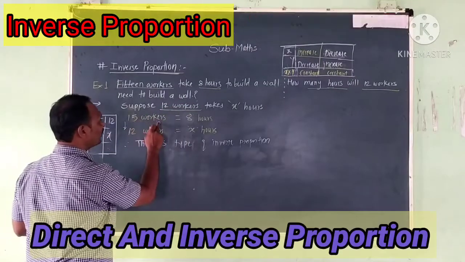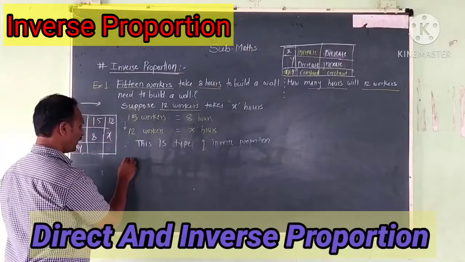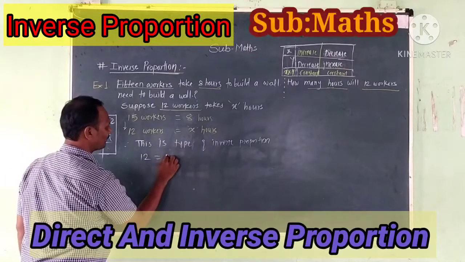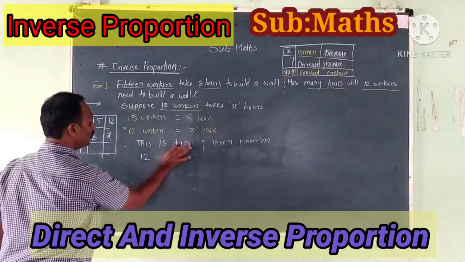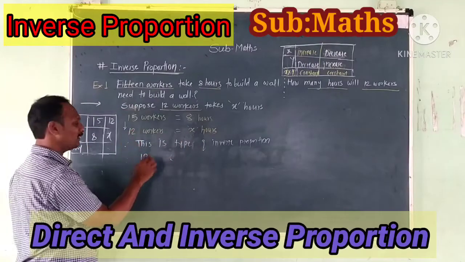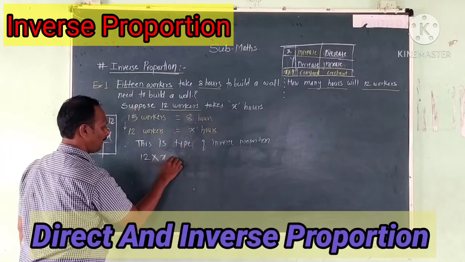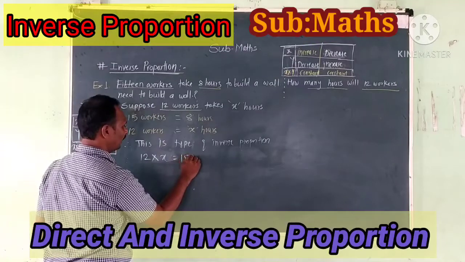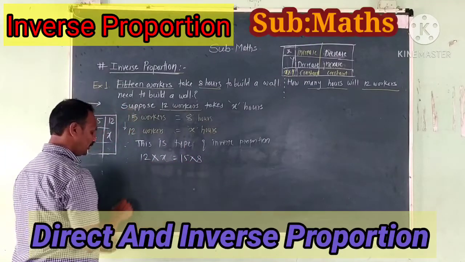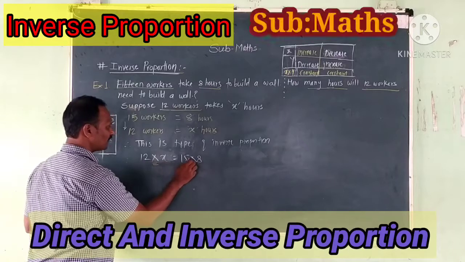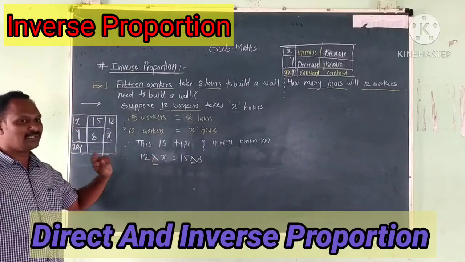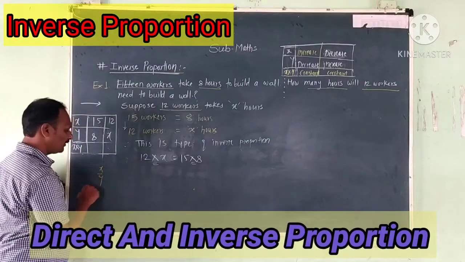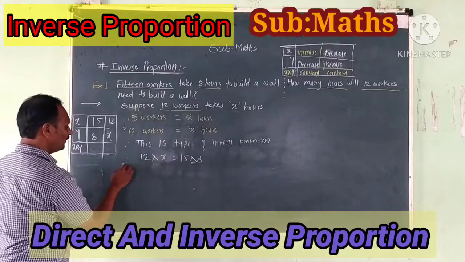So write 15 workers and 8 hours. Therefore, the first statement: 15 workers into 8 hours, and 12 workers into x hours. In inverse proportion, their product is constant. In direct proportion you take the ratio, like x upon y last time, but in inverse proportion the product remains constant. Then write the next step.